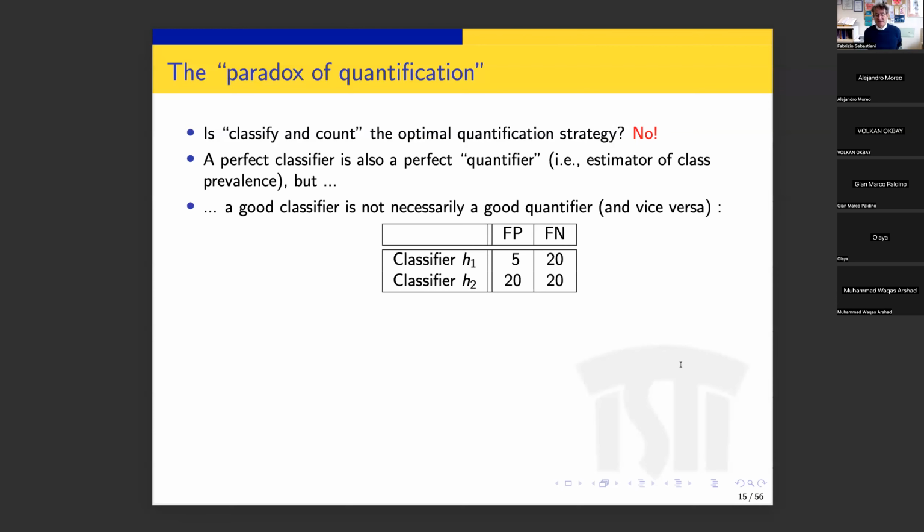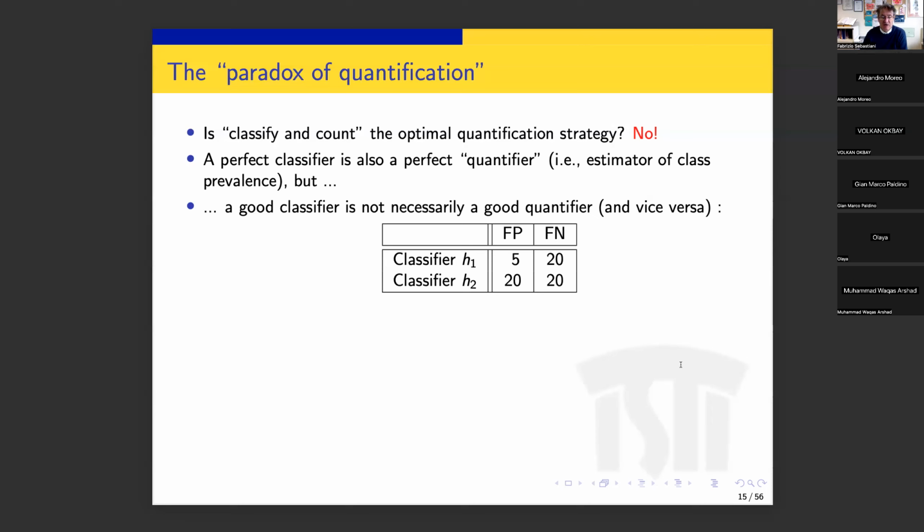So let's look at this example. Here we have two different classifiers, H1 and H2. We apply them on a certain test set, and we see that H1 makes 5 false positives and 20 false negatives. H2 instead makes 20 false positives and 20 false negatives. So which classifier is better? Of course, H1 is a better classifier than H2 because it makes 25 mistakes instead of 40 mistakes.